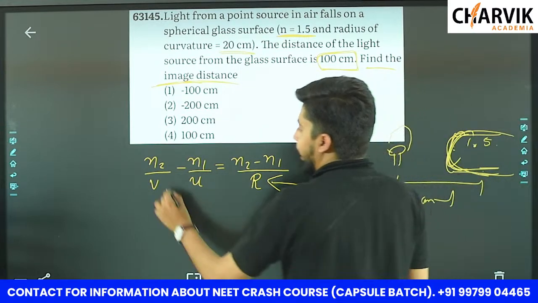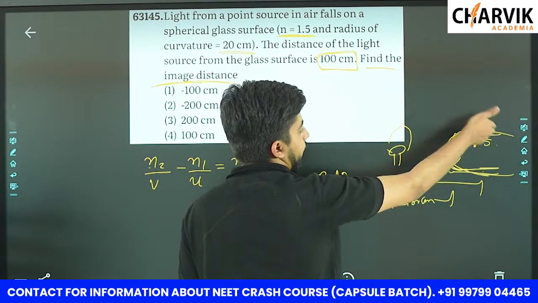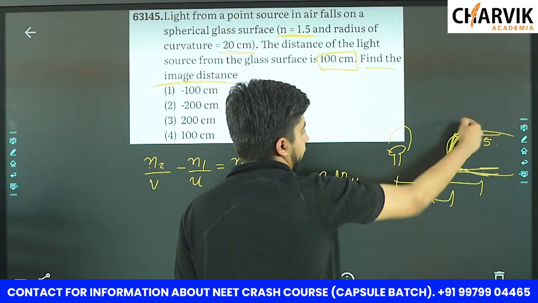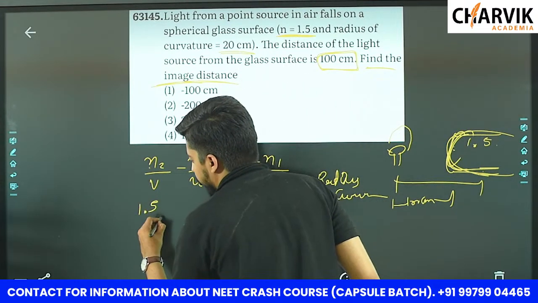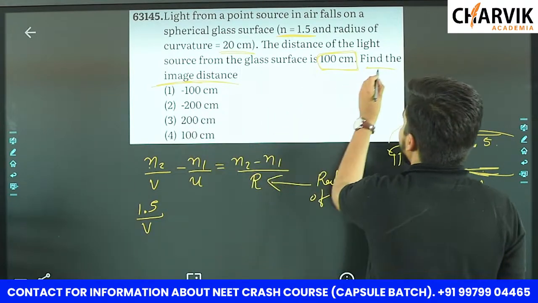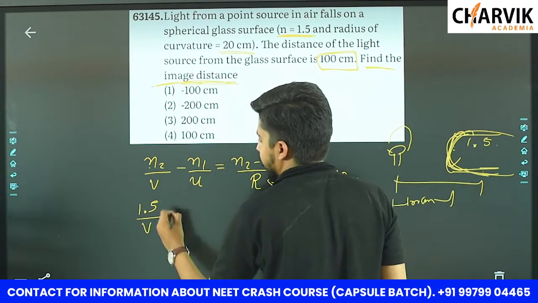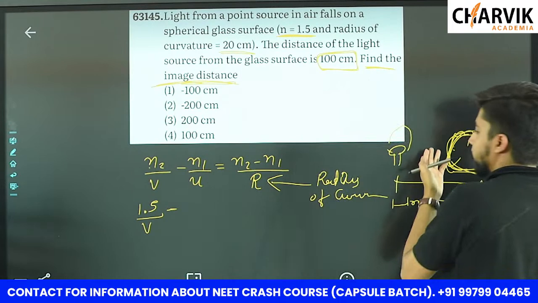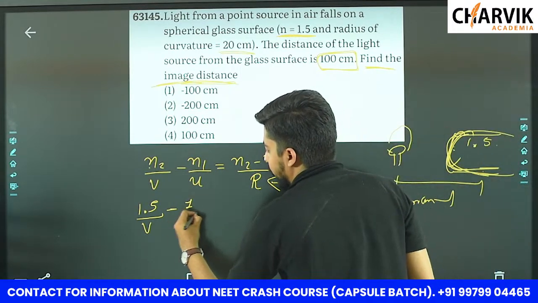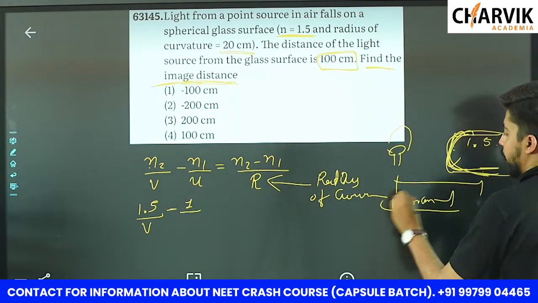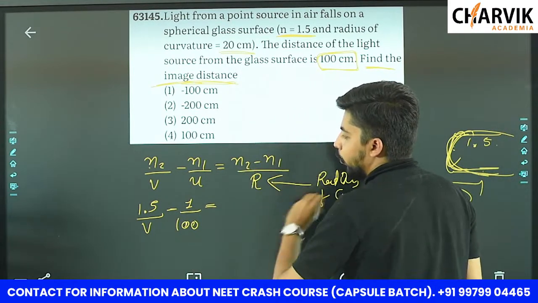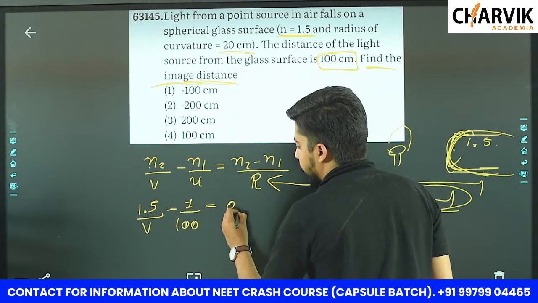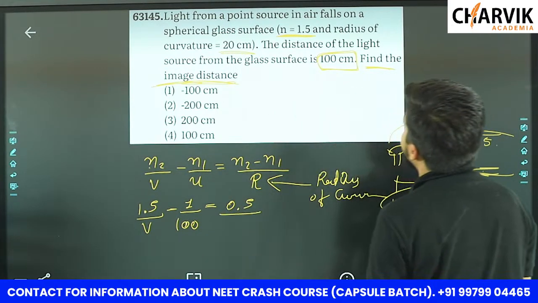Okay. So now N2 is after the light enters into the other medium. The refractive index of that one is 1.5. So it is 1.5 divided by V. That is what they are asking us in the question, find the image distance. Minus N1. For the air it becomes 1, divided by U. The U is the object distance, which is 100, is equal to N2 minus N1, 1.5 minus 1, which is 0.5, divided by the radius of curvature.